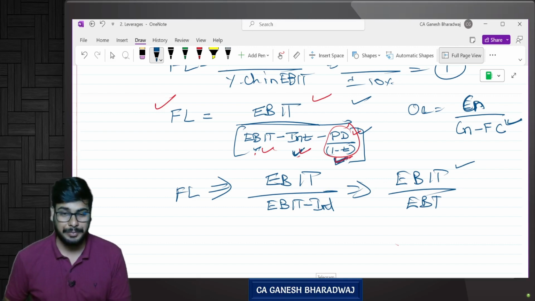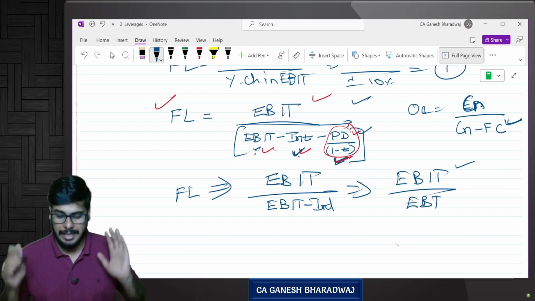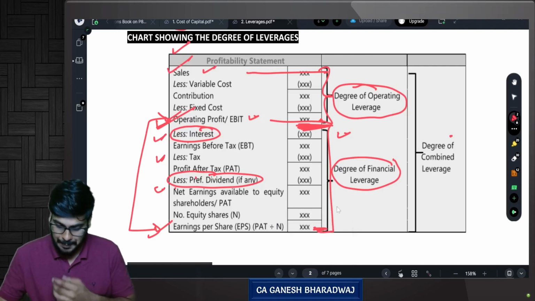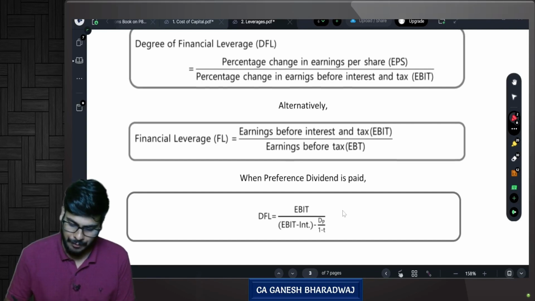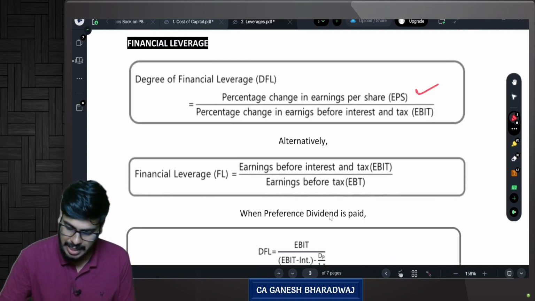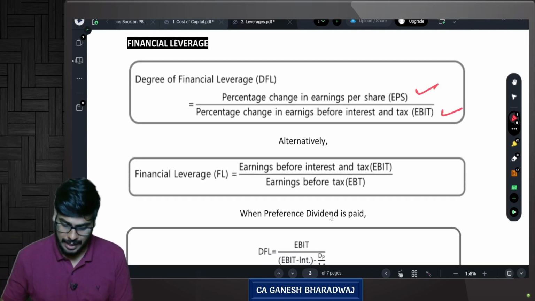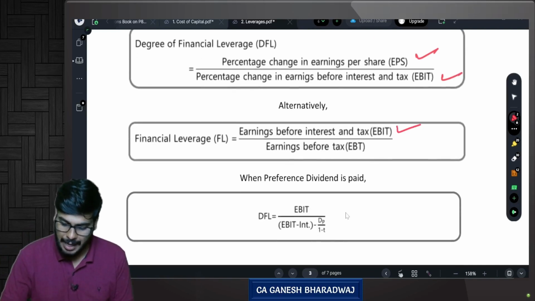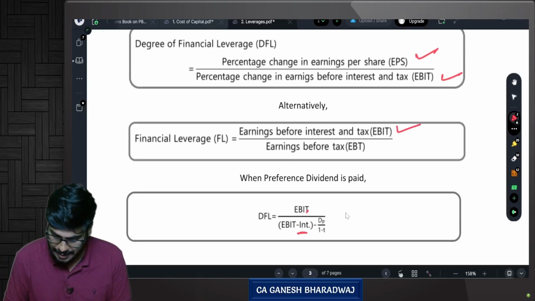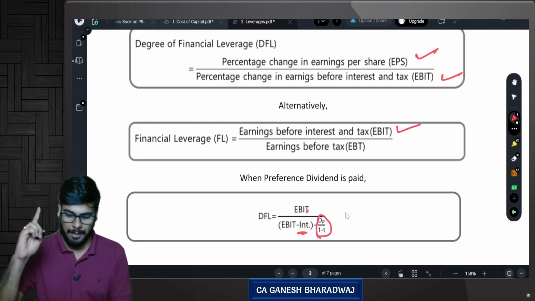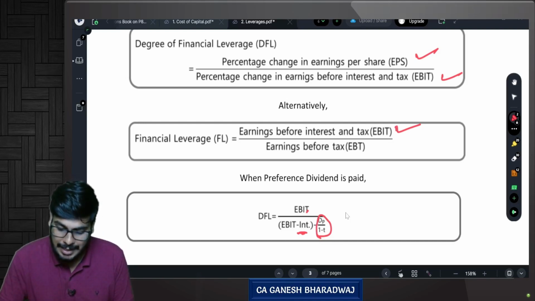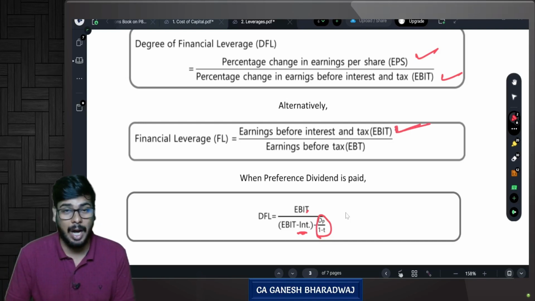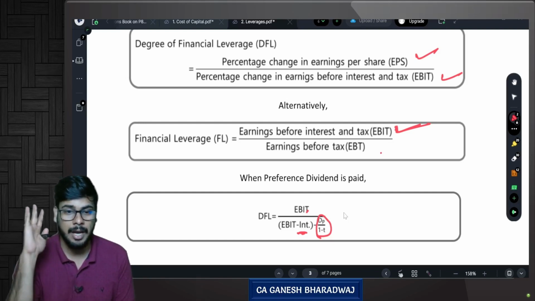Now, what happens? I will tell you the irony here. Look at these formulas here. Financial leverage is percentage change in EPS upon percentage change in EBIT. Then the financial leverage formula is EBIT divided by EBIT minus interest minus preference dividend by 1 minus T. This is the right formula, correct? And if there is no preference dividend, I can say that financial leverage is EBIT upon EBT. Are you clear with this?